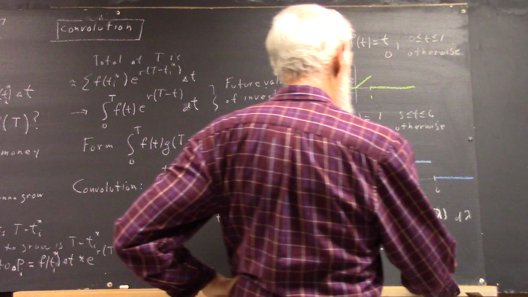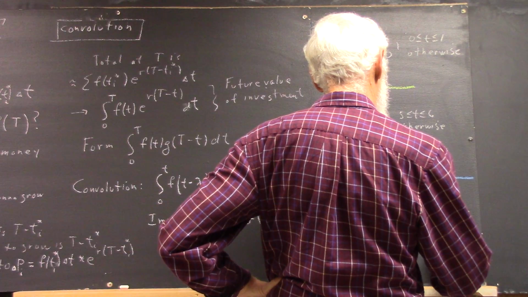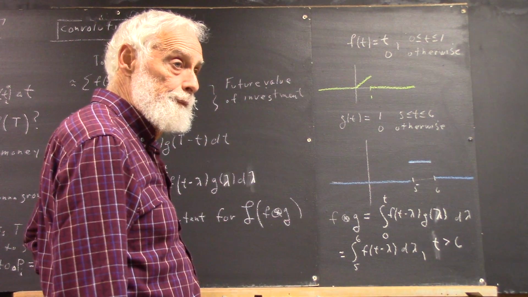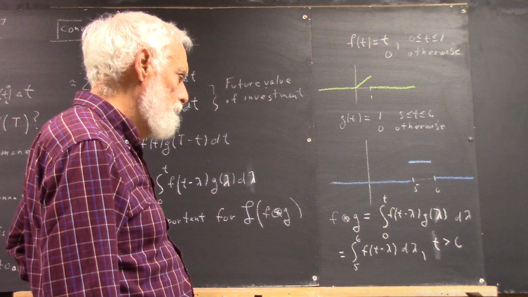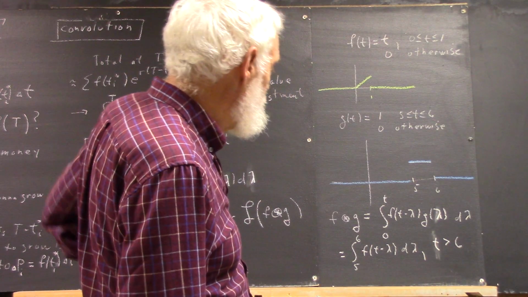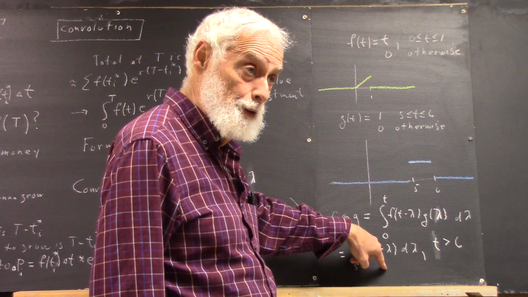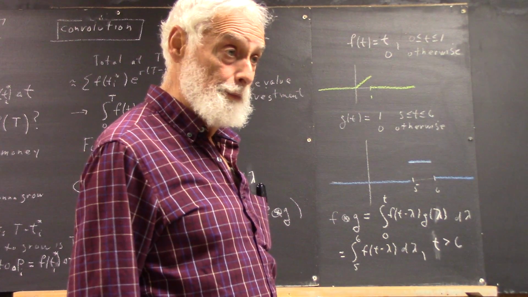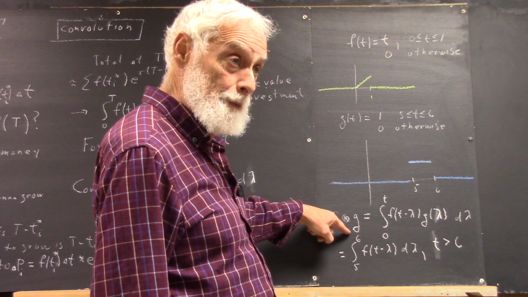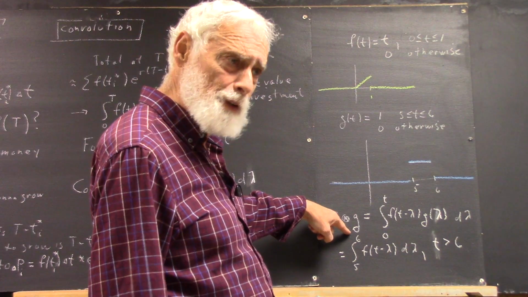And this is only for t greater than 6. And that doesn't make any sense. Well, yeah, it does. If t has to be greater than 6 to get this whole integral, okay? If t is less than 6, then you just have the integral from 5 to t. Okay? Does that make sense?